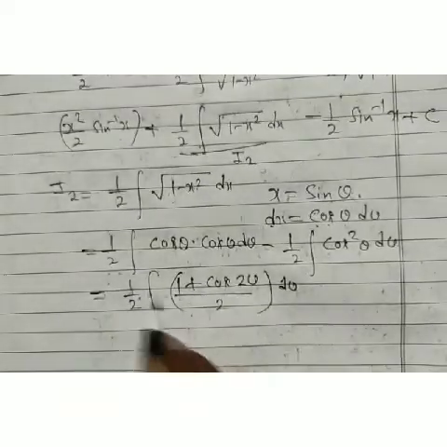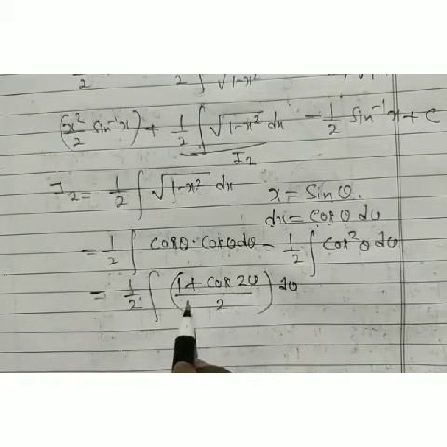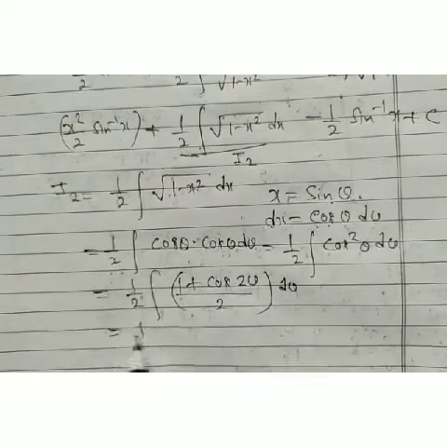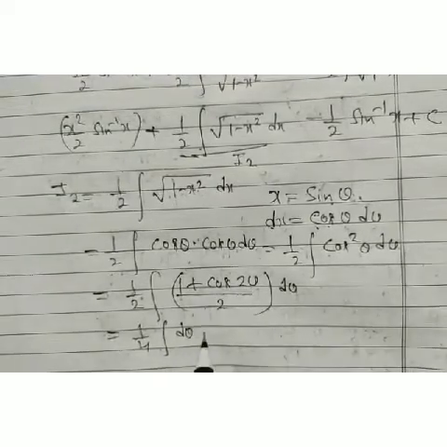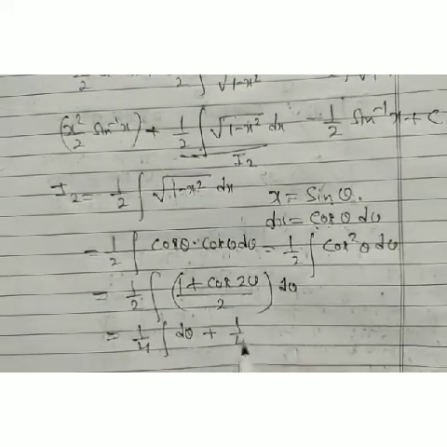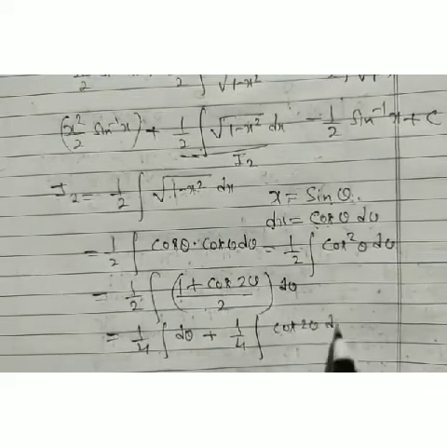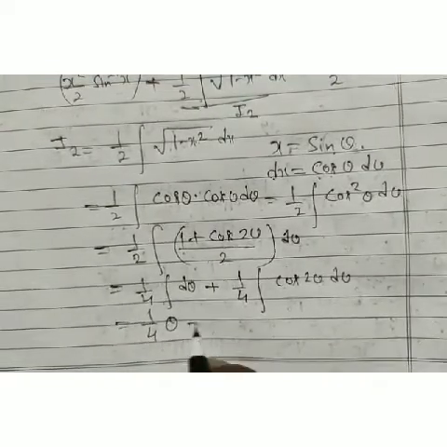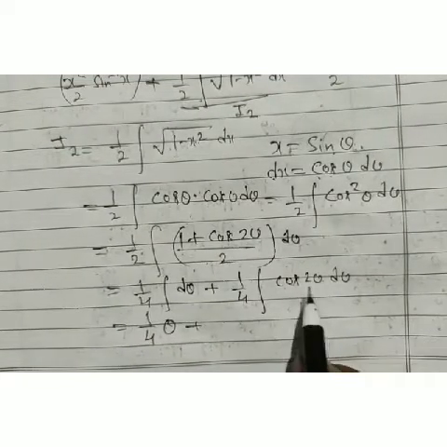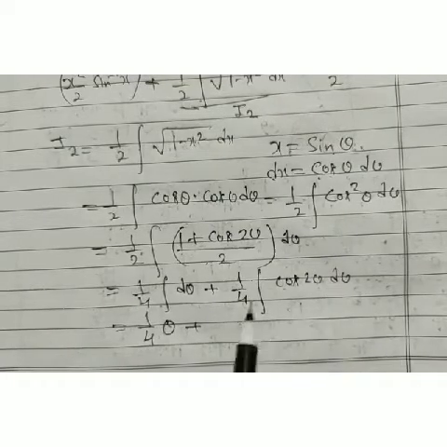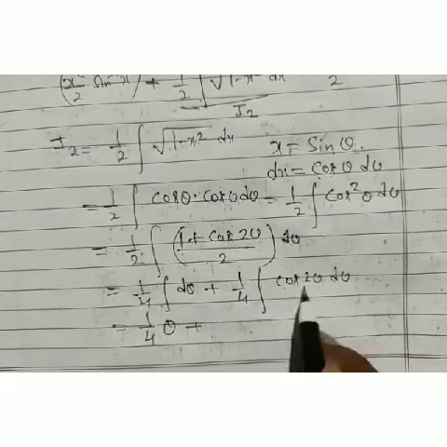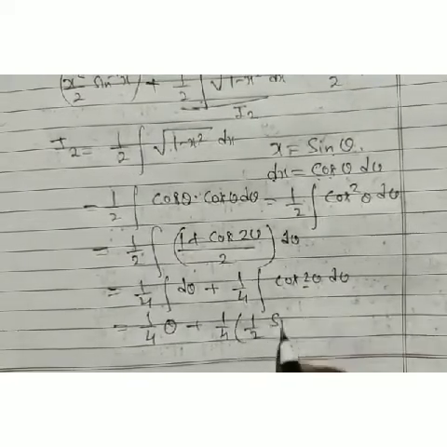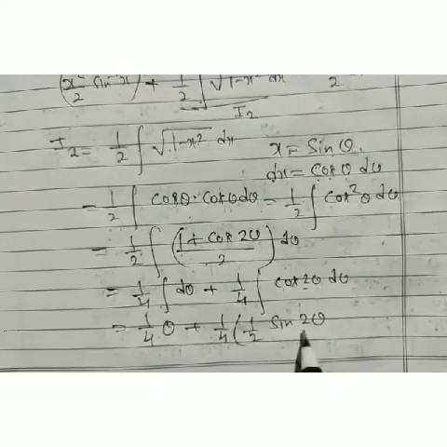Then we take 1/2 here. Then it's 1/2 times 1/2, that is 1/4 integration of d theta, and then 1/4 integration of cos 2 theta d theta. Then from here we get 1/4 theta here, and the integration of cos is sine, so we get 1/4, and this is with 1/2 sine 2 theta. We get here 1/2 sine 2 theta.